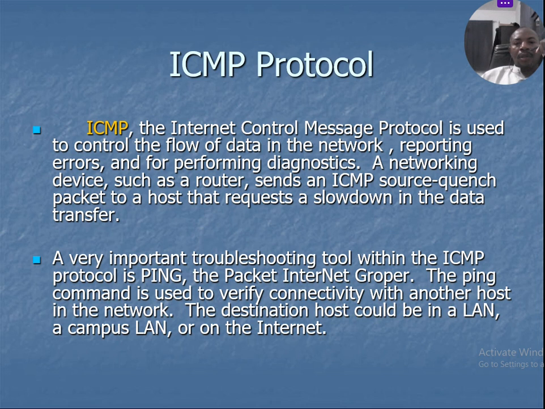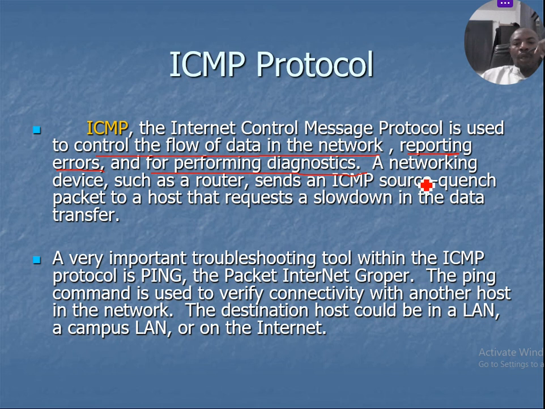the internet layer. We say it is the Internet Control Message Protocol, and is used to control the flow of data in the network. The flow. So control the flow of data in the network. And not only that, also for reporting errors, if there is any. And also for performing diagnostics, like securing it, saving, removing the error, and recovering the data.